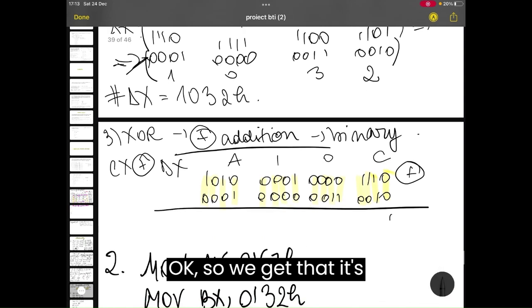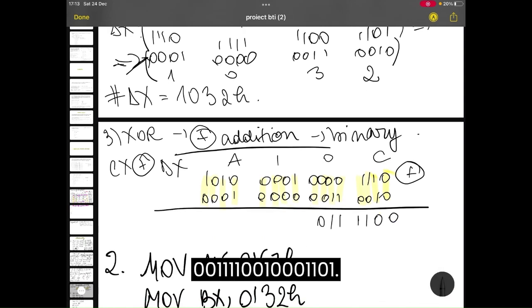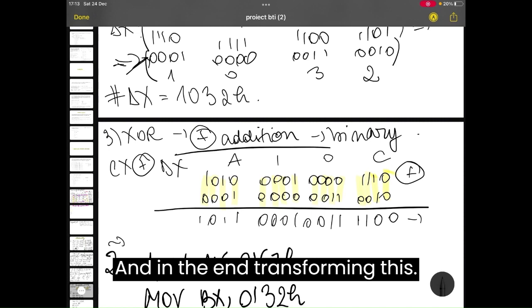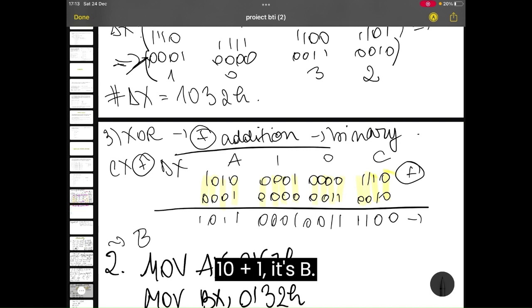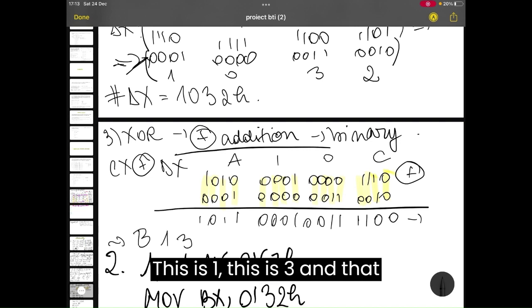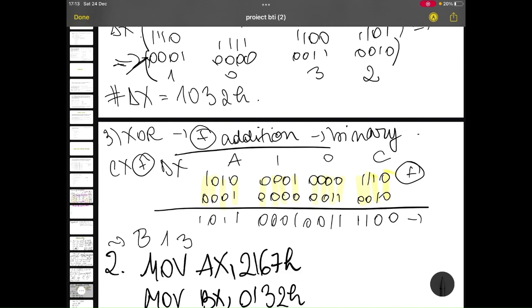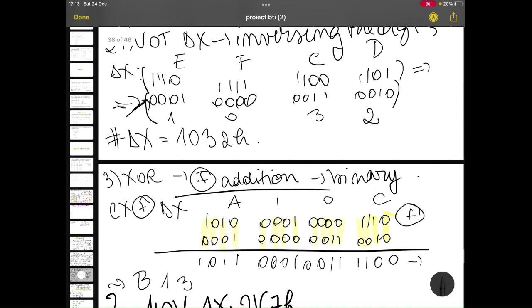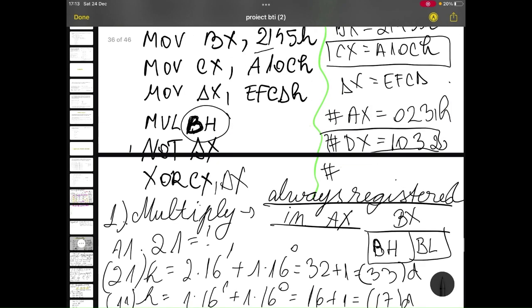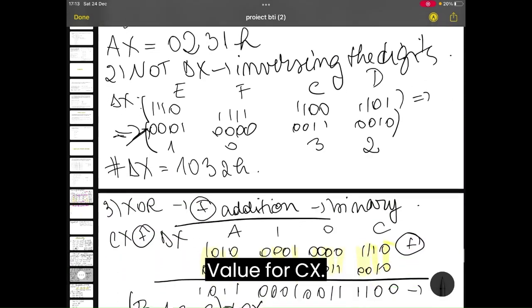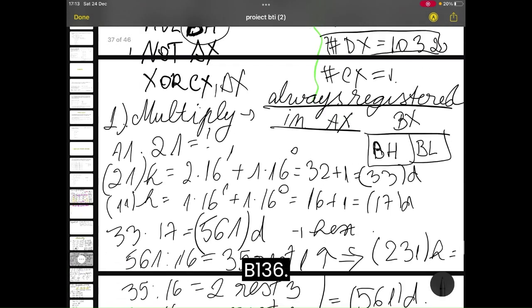Okay, so we get that it's 0011 1 1 1 0 0 1 0 0 0 1 1 0 1, and in the end, transforming this, we get that this is 10 plus 1, it's B. This is 1, this is 3, and that is 6. This is the final value for CX. B13C.